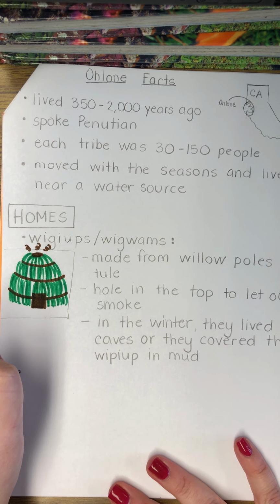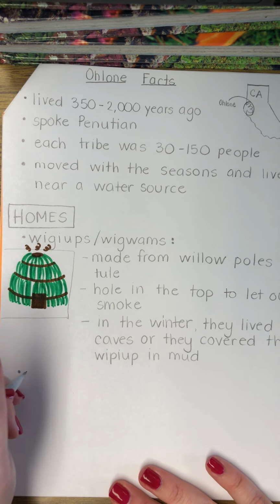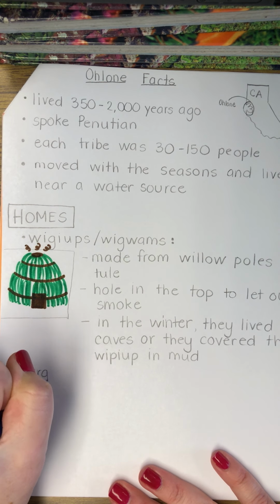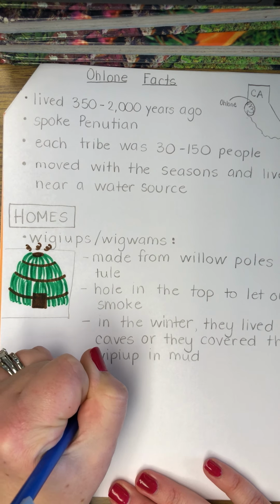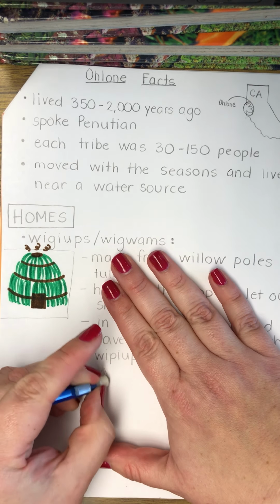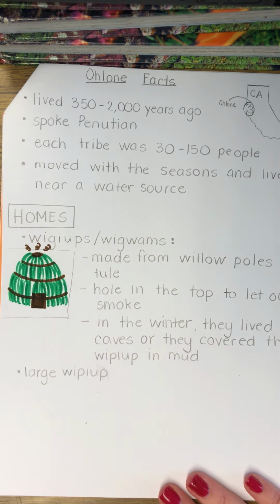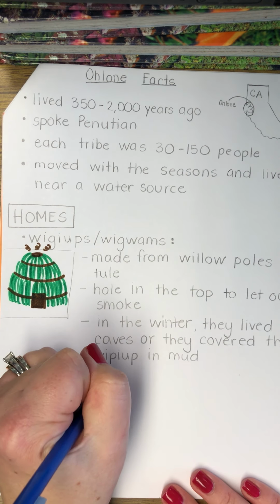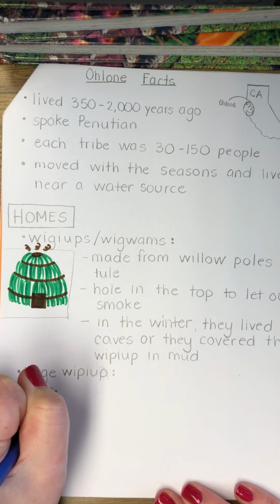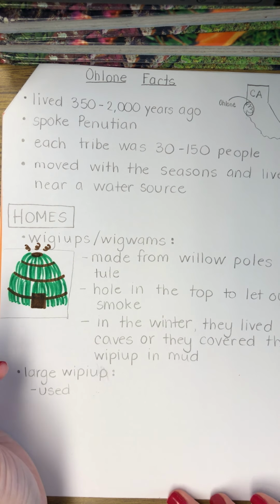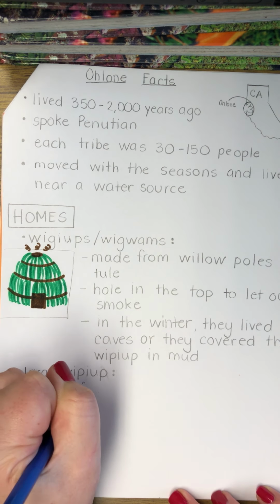I'm going to add another bullet point here. They had a large wiggyup. Oops, not wiggy-yum. Good thing I have an eraser. A large wiggyup. Okay, and what did they use that for? A large wiggyup was used for meetings.